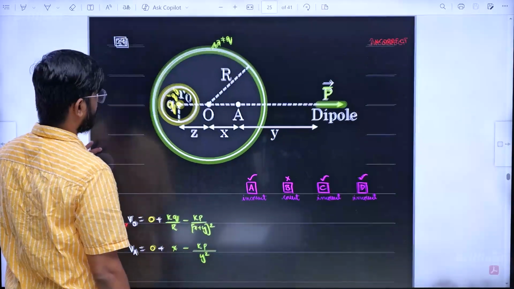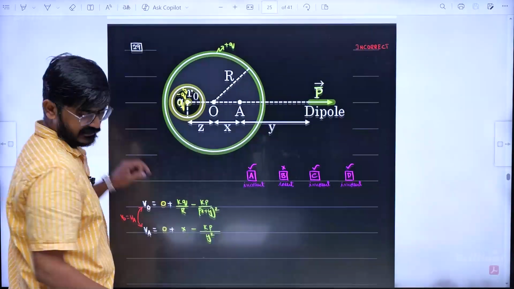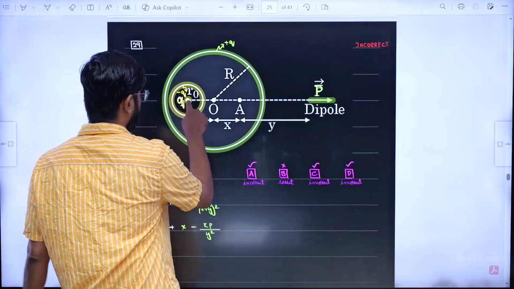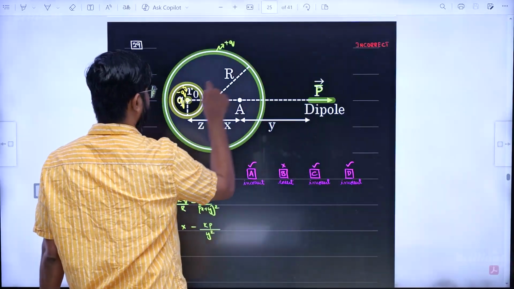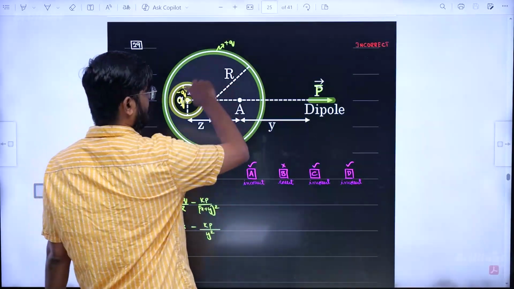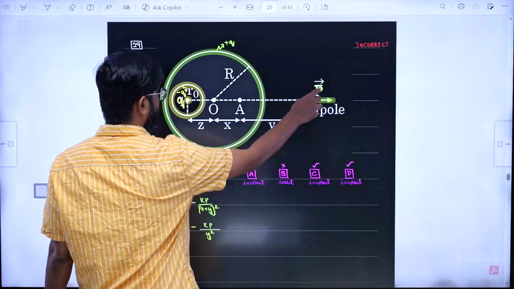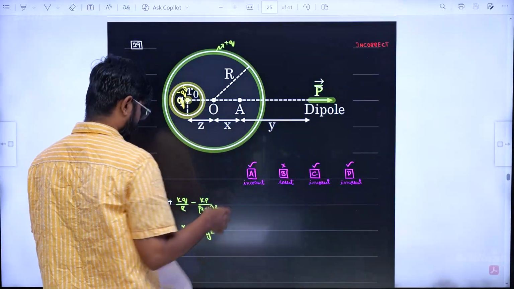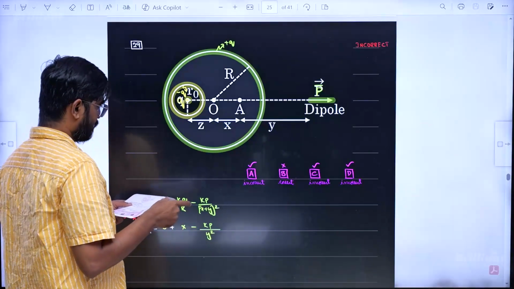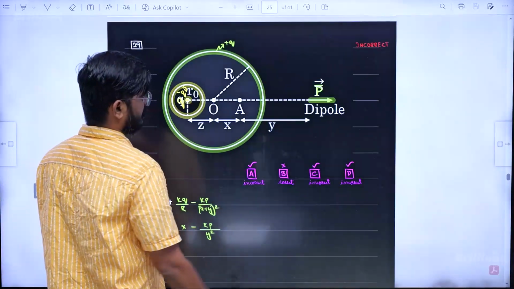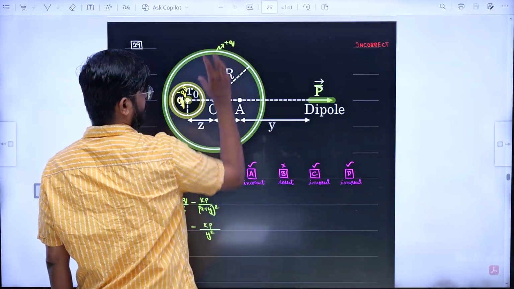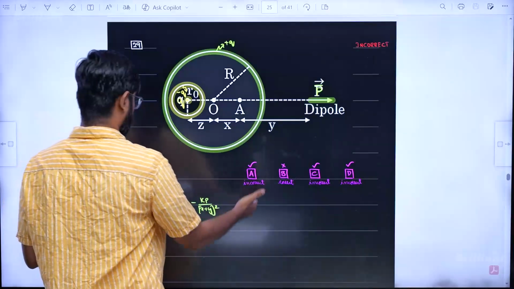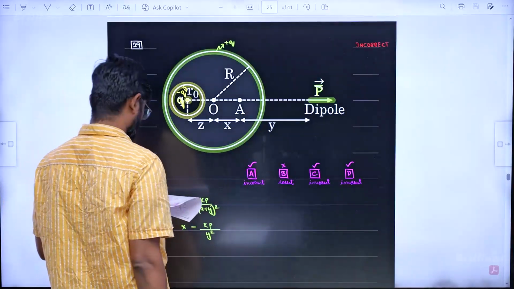Then if we want to calculate potential at O, let me go option by option. Force on Q due to this pair is going to be 0. Force on Q due to this dipole alone is field here into charge here, that is 2kp by this total length cube, into Q. That will be the force because of the dipole, which will be exactly cancelled by this one. So option A is incorrect, which we are supposed to mark.